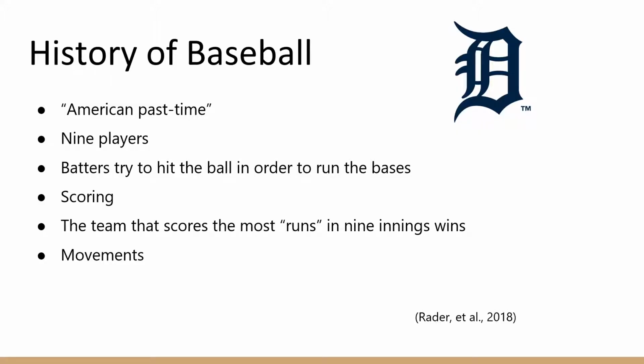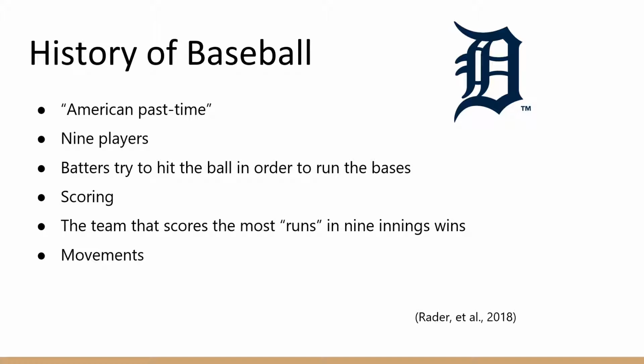To start off with some history, baseball is known as an American pastime. It is played with 9 players on the team on the field at once. Batters try to hit the ball in order to run the bases. Scoring is done by reaching home plate after touching each base on the field. The team that scores the most runs in 9 innings wins.